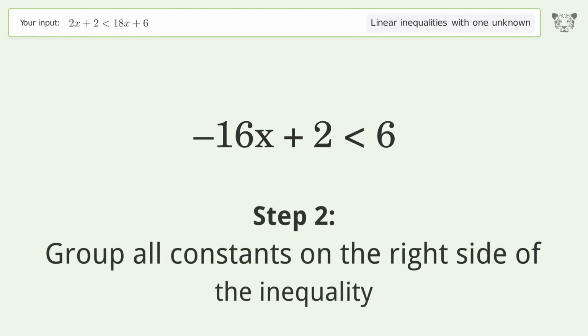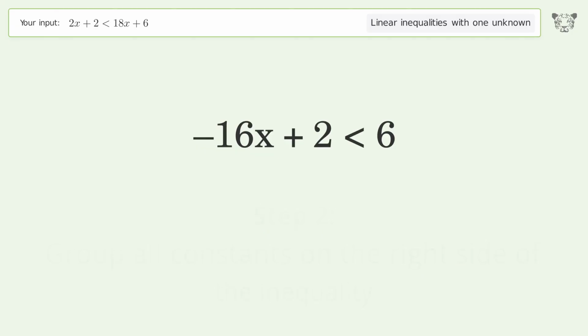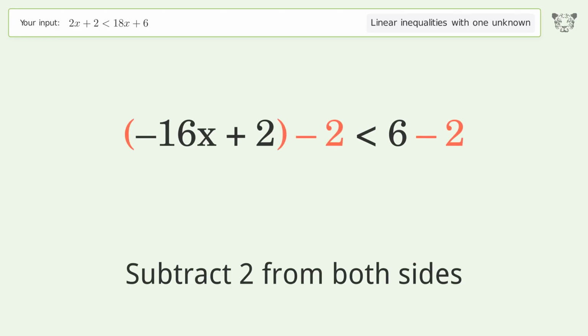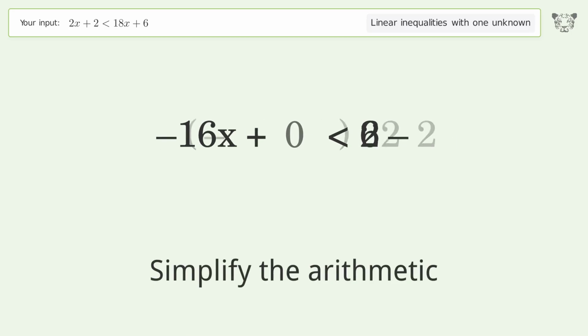Group all constants on the right side of the inequality. Subtract 2 from both sides. Simplify the arithmetic.